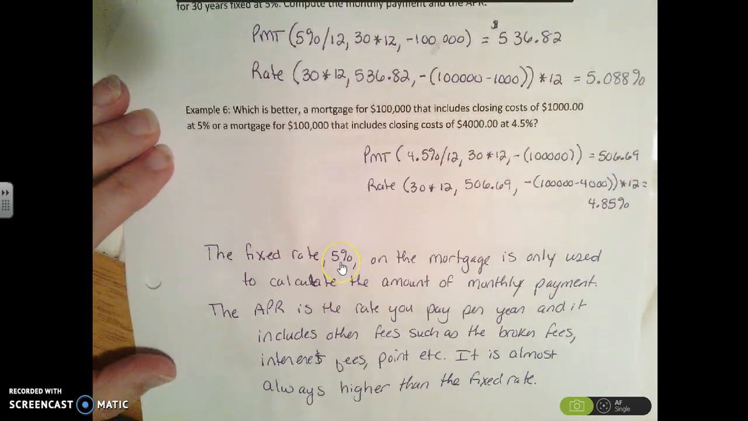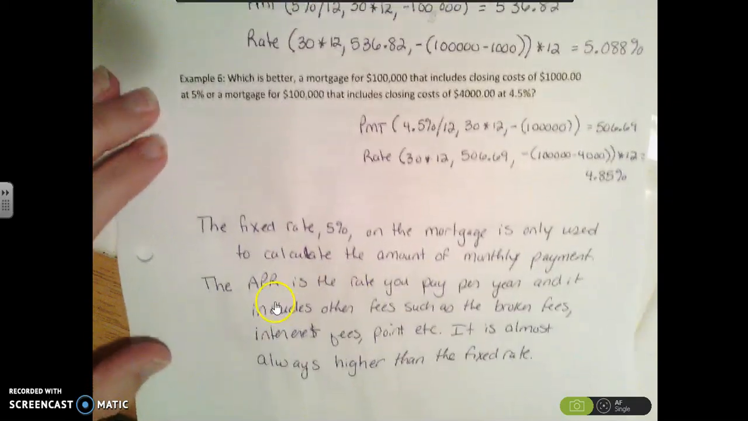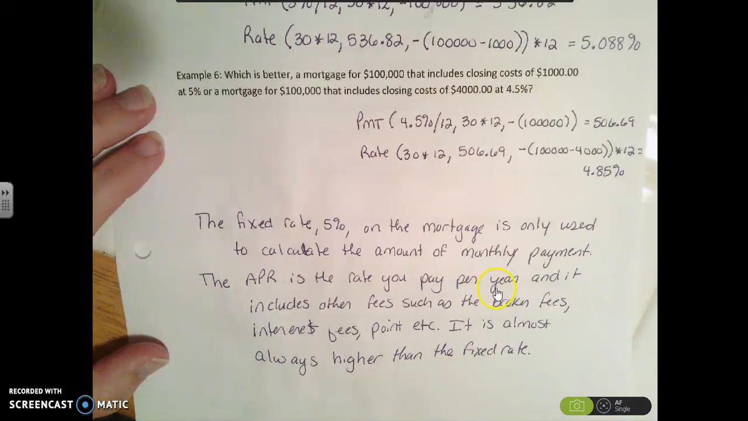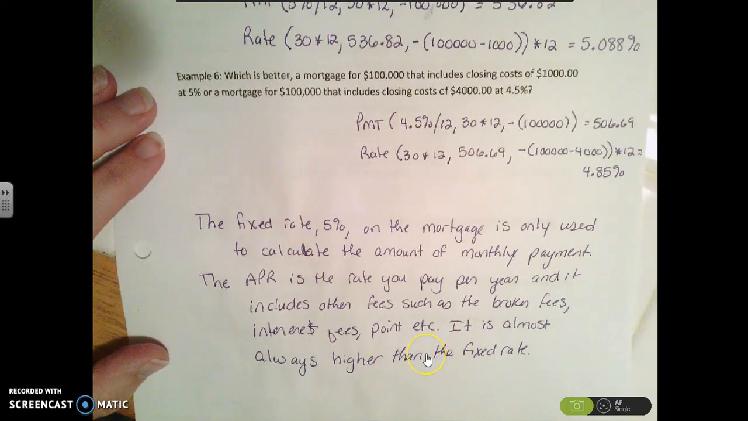So the fixed rate is the amount that's only used to calculate the monthly payment. So it doesn't really take into consideration closing cost. It doesn't take into consideration any other broker fees or anything like that. The annual percentage rate is the rate that you actually are paying per year, and it includes other fees such as the broker fees, interest fees, points, things like that. And it's almost always higher than the fixed rate.